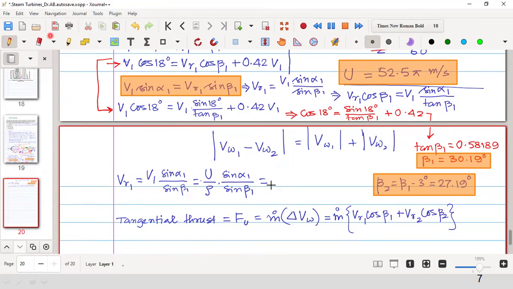Yes, sir. So if we put all the values, VR1 is coming to be 241.32.